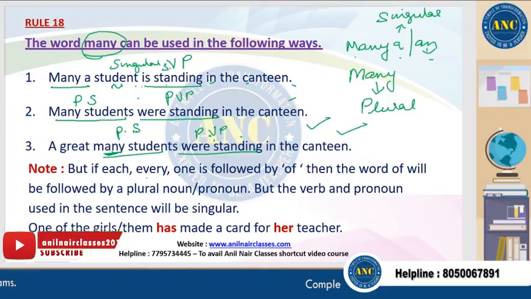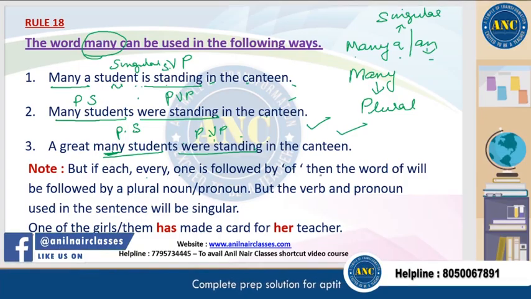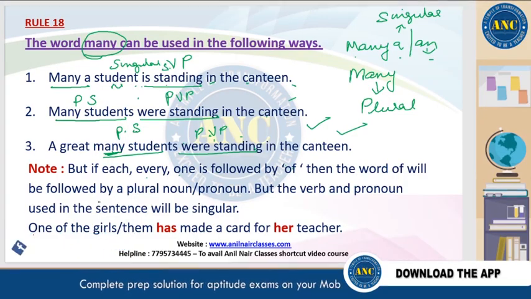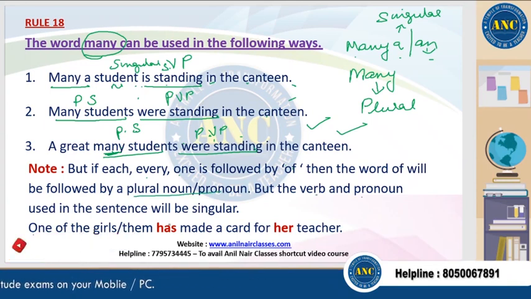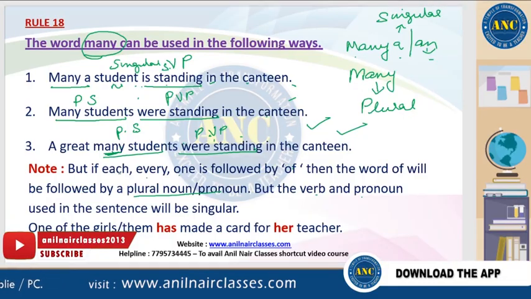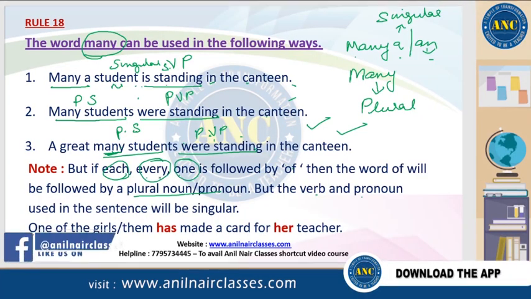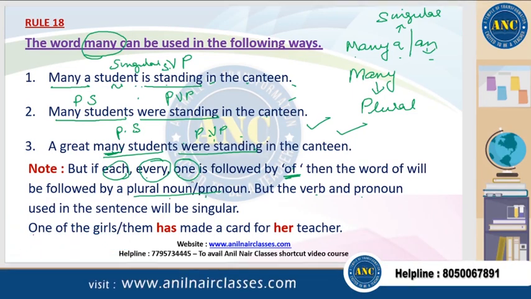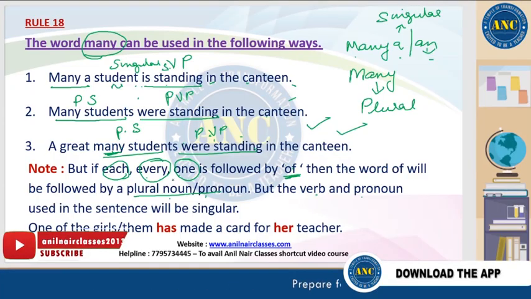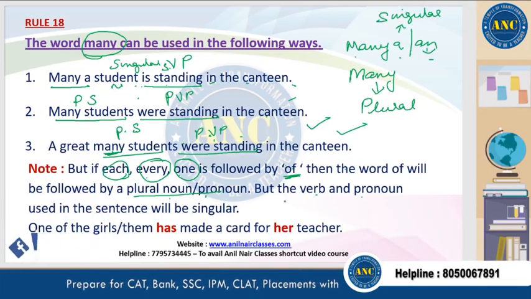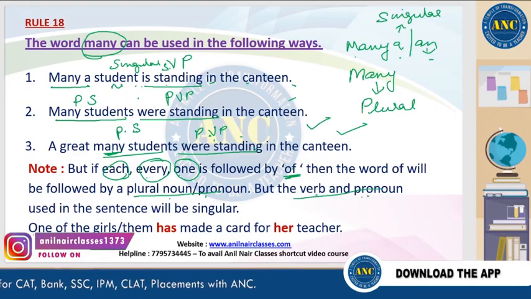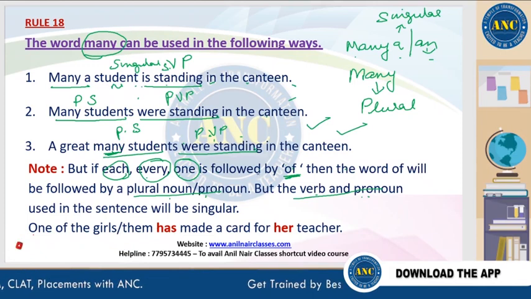Now, if each, every or one is followed by "of", then "of" will be followed by a plural noun, right? But the verb and the pronoun used in the sentence will be singular. So you should remember that after each, every, one, if something like "of" is there, that is a preposition, and the object of the preposition will always be plural. Because one, each, every, you take out from many. After the "of", the object of the prepositional phrase will be plural. But the verb and the pronoun referring to them will be singular, because they are always singular.